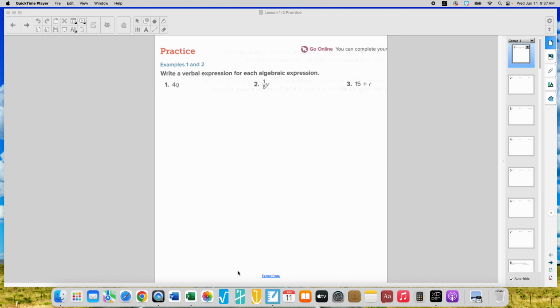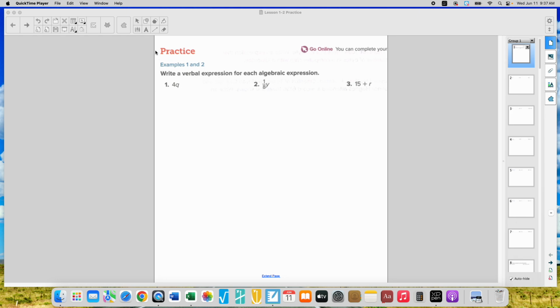1-2 in Algebra 1, we're talking about algebraic expressions in this section. 1-1 was numerical expressions. 1-2 now involves algebra, variables. So we're still in this initial stage where we want to write a verbal expression. So we're going to reverse it. Before, they gave us a verbal expression and we had to write a numerical or algebraic expression. Now we're provided the algebraic expression, we have to write a verbal expression.